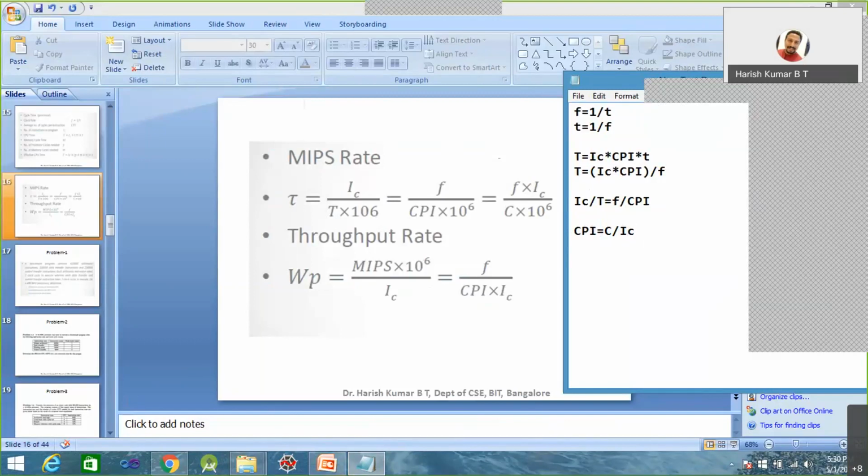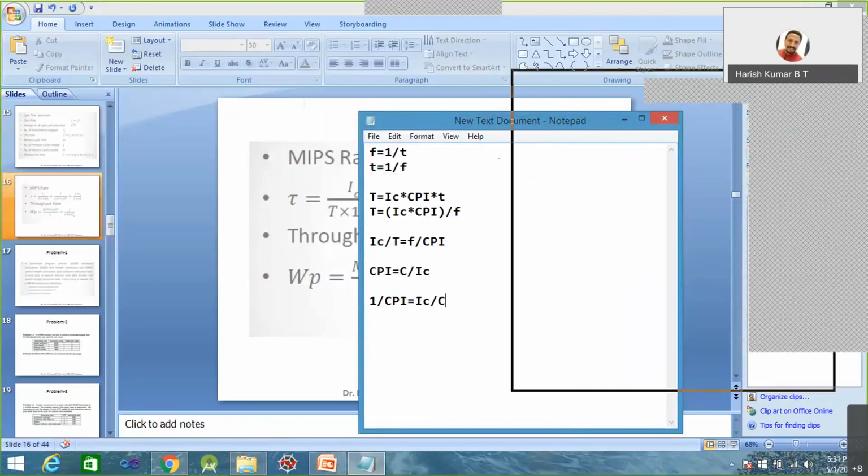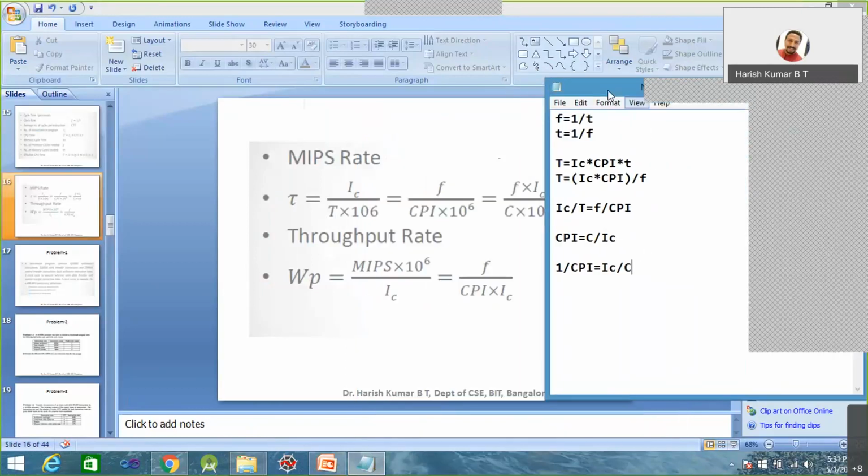Now I can write it like this. 1 by CPI, if CPI is equal to this, is equal to IC by big C. That is what I've written: in the place of CPI, I've written IC by C, into 10 raised to 6. And similarly, the throughput rate, the amount of work done per unit time, Wp, is given by this equation: MIPS into 10 raised to 6 by IC. Again, this can be replaced by F by CPI into IC. All these mathematical equations are applied here. I hope you people understood this. Understood? Hello?